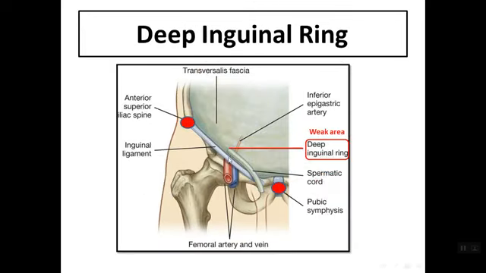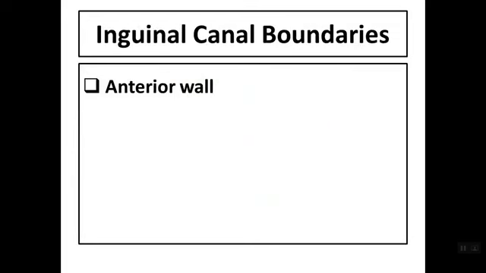This is the deep inguinal ring, which lies midway in between the anterior superior iliac spine and the symphysis pubis, that is the mid-inguinal point. And the inferior epigastric artery lies medial to this deep inguinal ring.